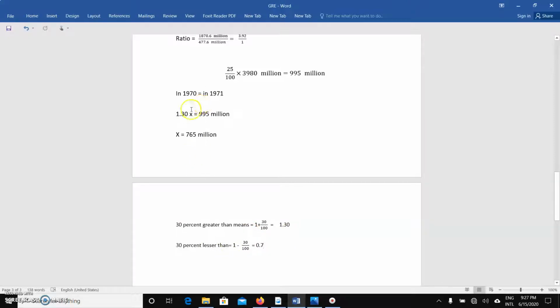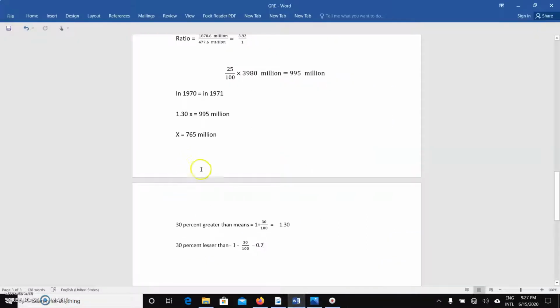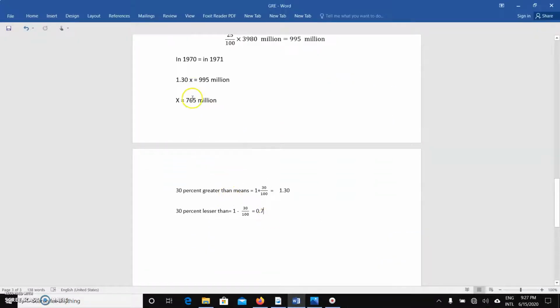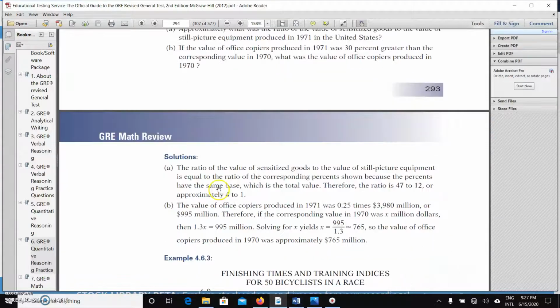Now, if you equate the two values together, this is the value for 1971, and this is to calculate 1970. So that would be the value of 1970 multiplied by 1.30. They told us the value of copier produced in 1971 was greater by a percentage than the corresponding 1970 value, so this is the difference. That's why we solved it that way and got 765 million.